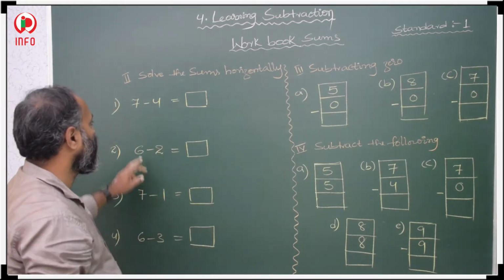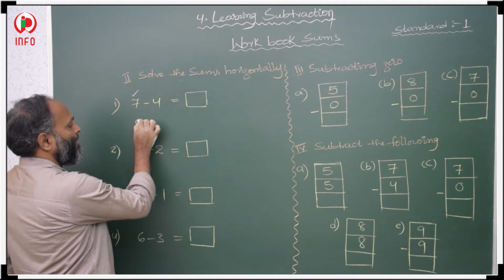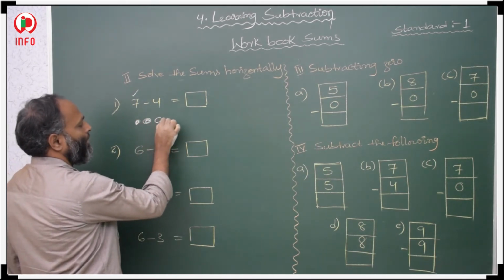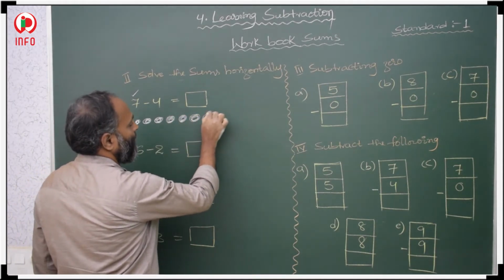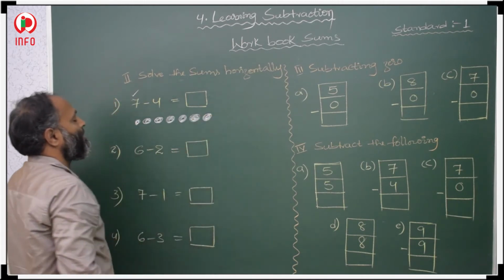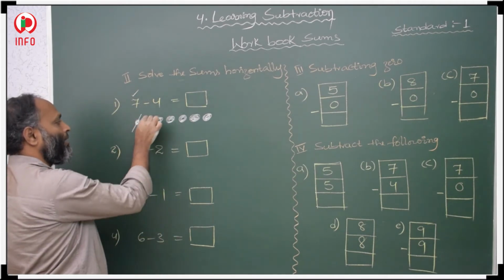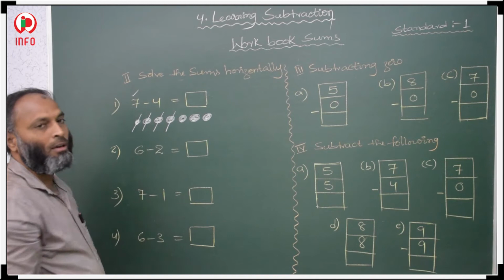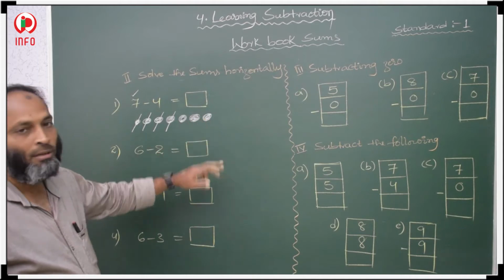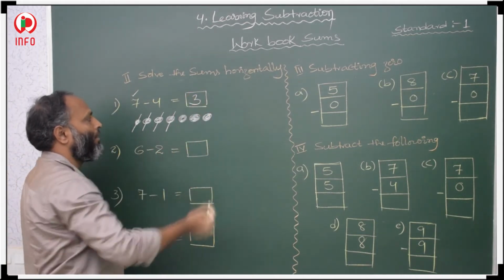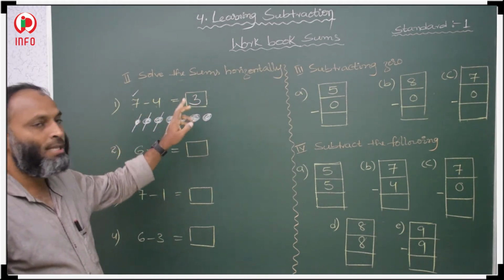Horizontal subtraction. Here the first number is 7. It means we have to take 7 dots horizontally. 1, 2, 3, 4, 5, 6, 7. From these 7 dots, we have to subtract 4 dots. 1, 2, 3, 4. 4 dots we have to subtract. Then how many dots are left? 1, 2, 3. The answer is 3. It means if 4 is subtracted from 7, then the answer is 3.